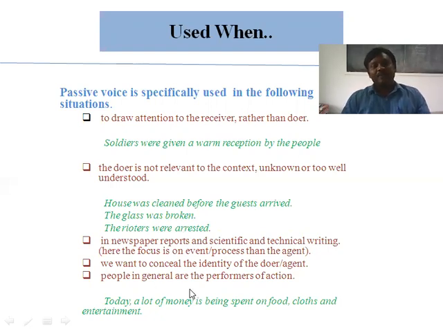The other thing is when we want to conceal the identity of the agent. People in general are the performers of the action. Here we have an example: Today a lot of money is being spent on food, clothes and entertainment. Here passive voice is used because it is the people who are spending money on food, clothes, and entertainment. It is generally understood. There is no need for it to be explicitly mentioned.